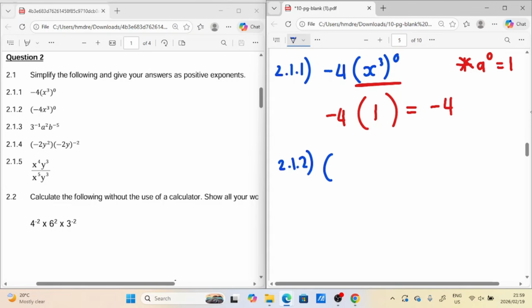We have minus 4x, all to the power of 0. Again, they're just checking you know this law. Anything to the power of 0 is 1. So this whole thing is to the power of 0, so the answer is just 1.